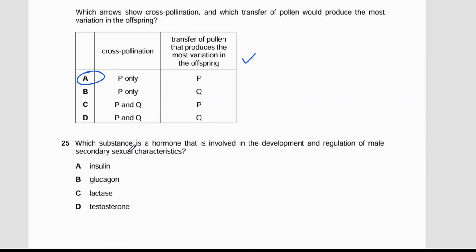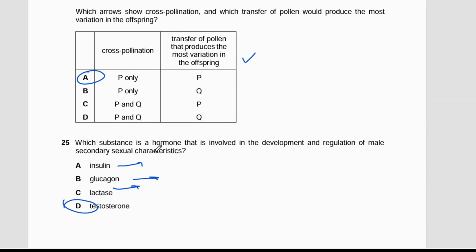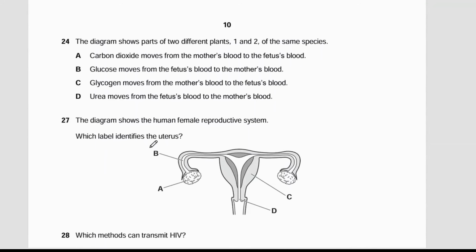Which substance is a hormone that is involved in the development and regulation of male secondary sexual characteristics? Insulin is for sugar or glucose level. Glucagon is also for glucose level. So testosterone. Lactase is for the breakdown of milk products because they contain lactose.